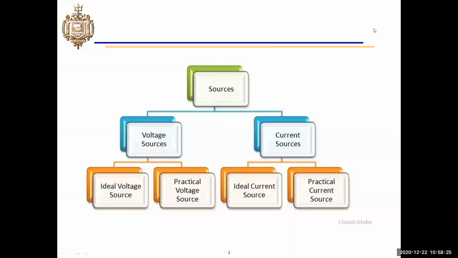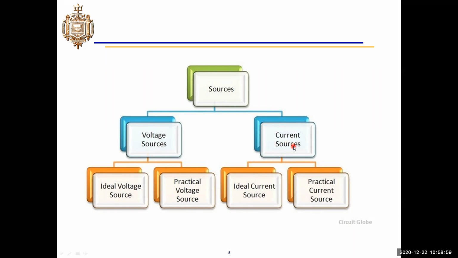Next, sources. The sources can be classified into voltage sources and current sources. The next concept is sources. Again, these voltage sources are classified into ideal voltage source and practical voltage source. All of you draw this. Write sources, voltage sources, and current sources. Under voltage source, ideal voltage source first, and the second one, practical voltage source.